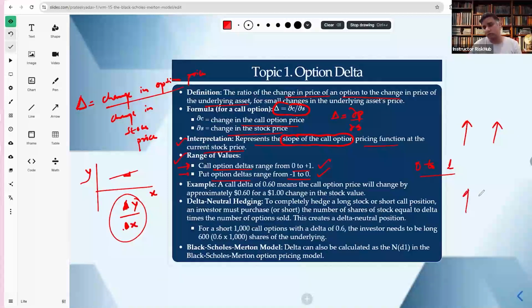When the stock price goes up, put option goes down. So the relationship is opposite. That's why it is -1 to 0. Ultimately, it is 0 to 1 only, but one is 0 to +1 and one is 0 to -1 because the movement is opposite. Right?